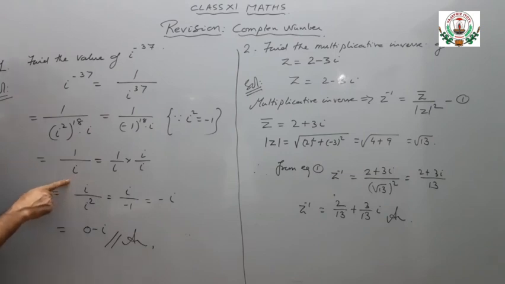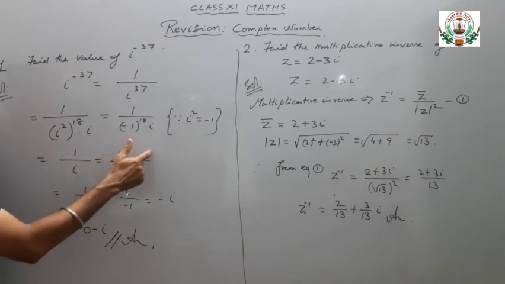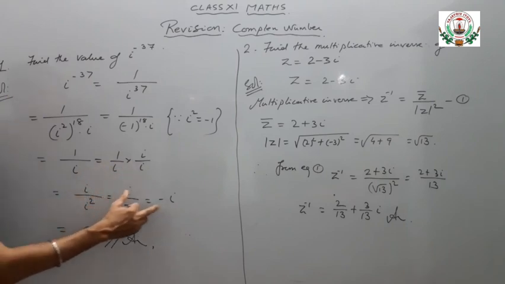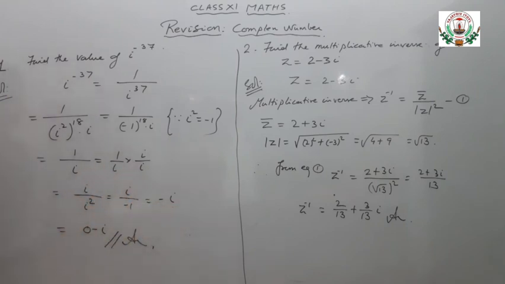Whenever there is an imaginary number in the denominator, we have to rationalize it. So multiply numerator and denominator by i. So i into i square, i upon minus 1, that becomes minus i, which can be written in the form of a complex number a plus ib, that is 0 minus i.